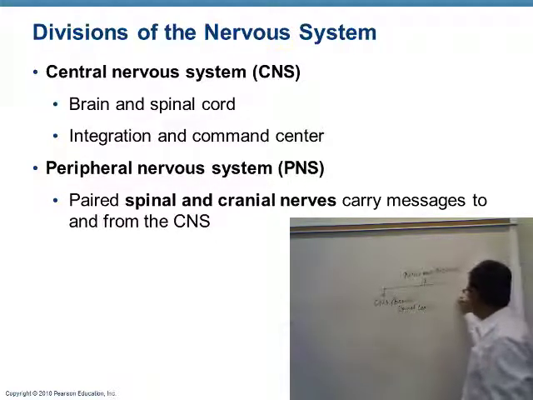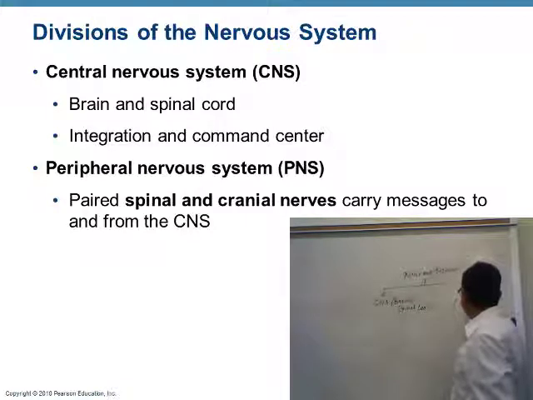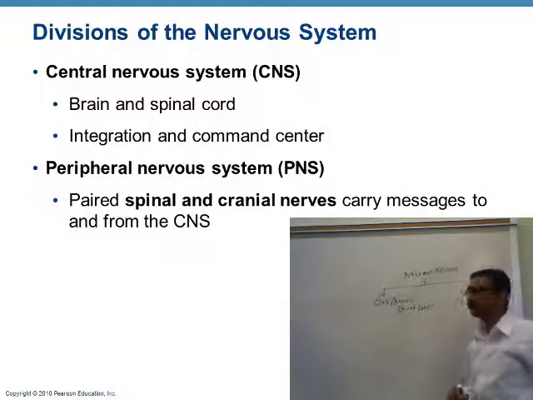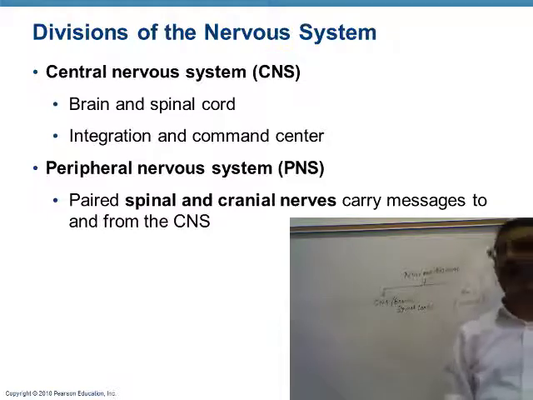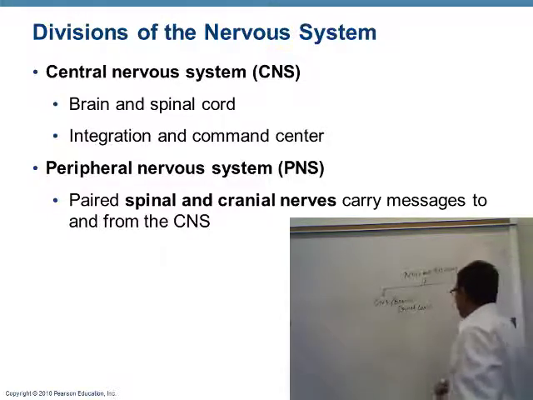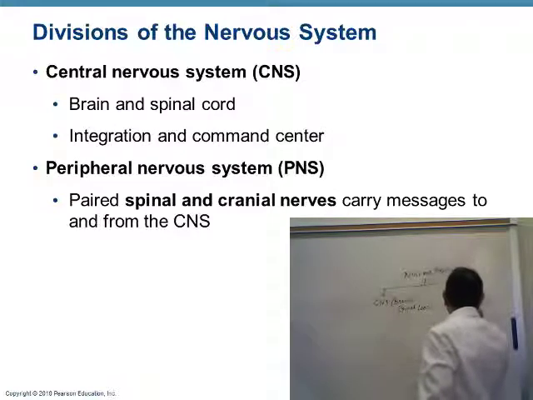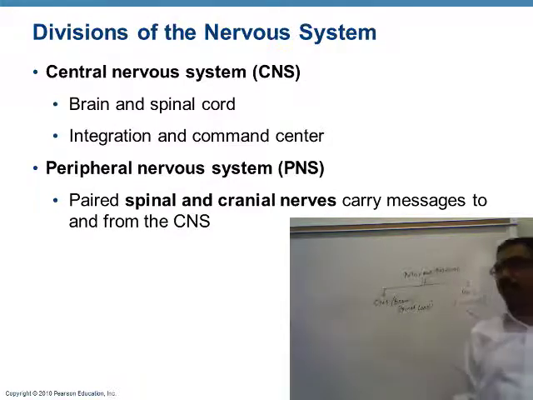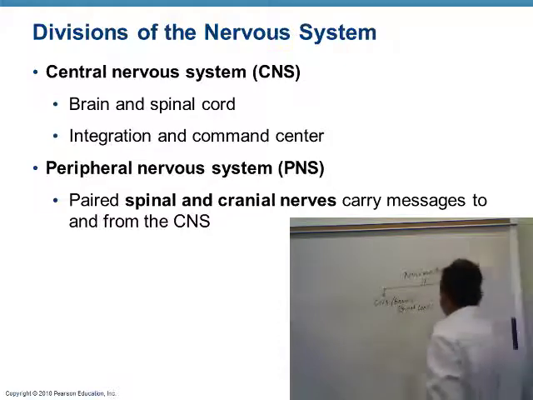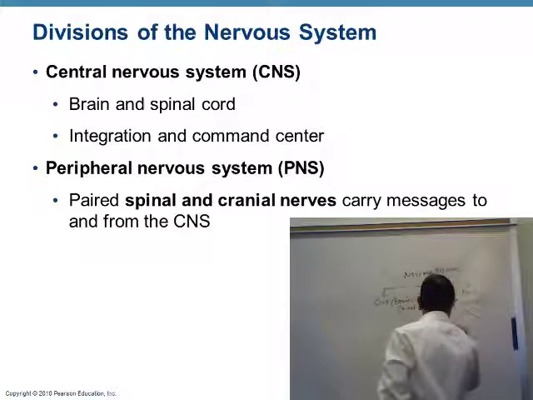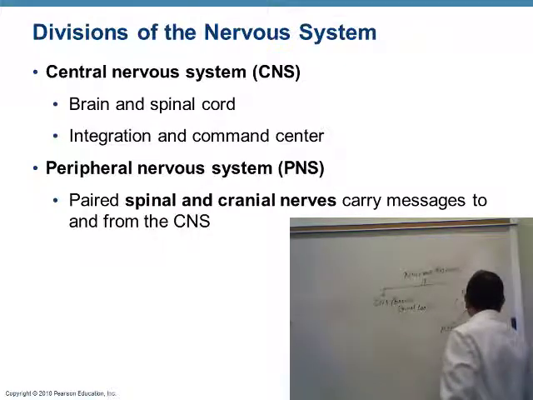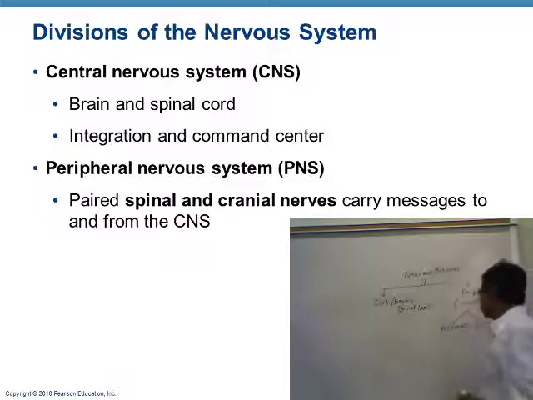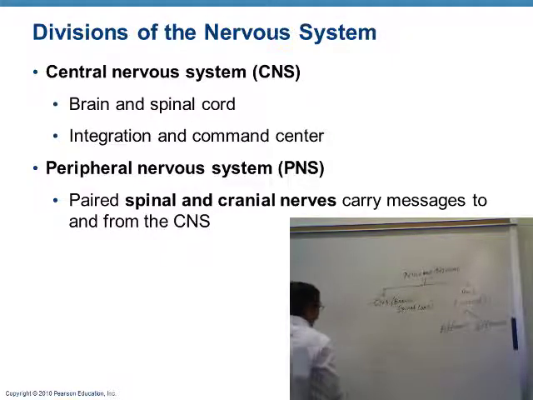The peripheral nervous system consists of the nerves. Okay. Now, the nerves could be of two types: afferent and efferent. Okay, afferent and efferent. So what's the difference between afferent and efferent?